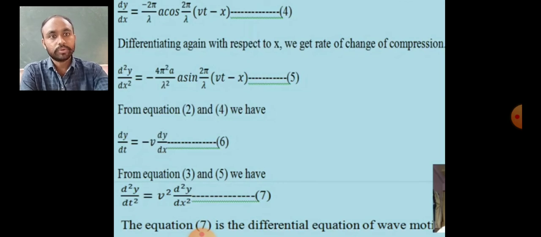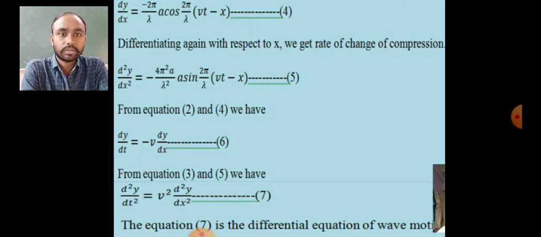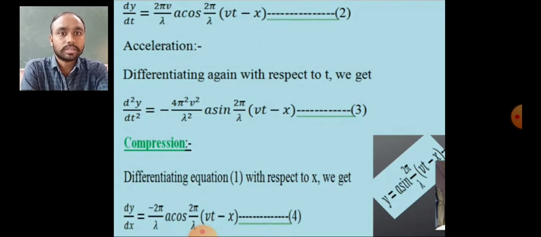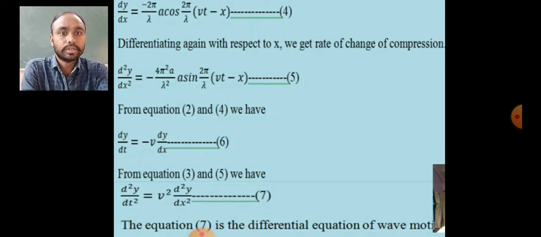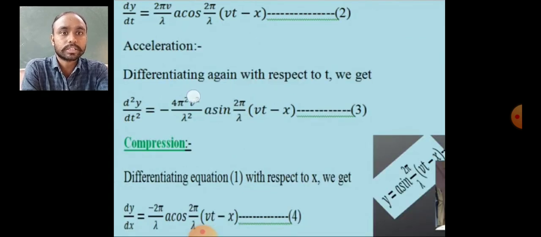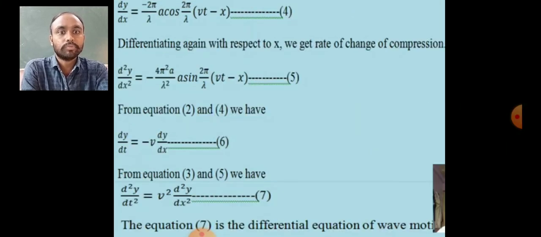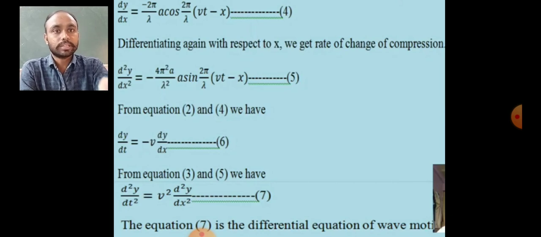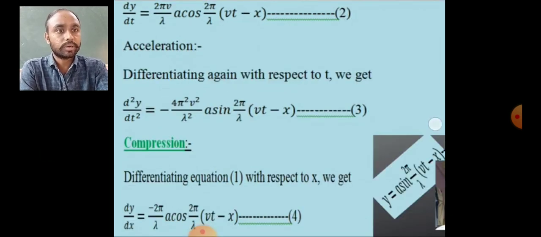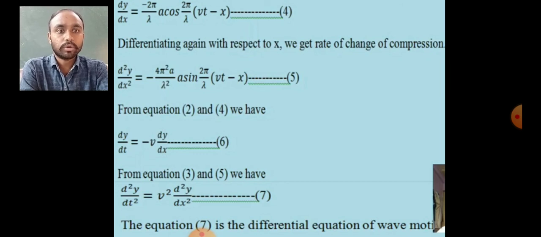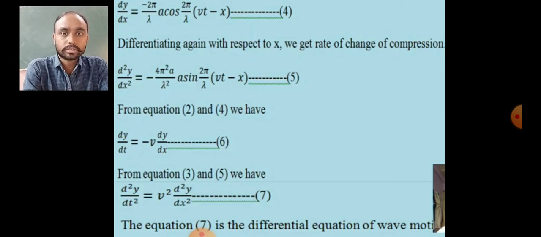Either you can say from equations 3 and 5, or in simple language, substituting equation 5 in equation 3. So, equation 5 is d2y by dx square, and equation 3 is d2y by dt square. Again here the remaining thing will be d2y by dt square except v square, so keep that v square aside, and the remaining will be d2y by dx square. Minus sign is here also and minus sign is here, that is why minus minus becomes plus. Therefore, equation 7 is d2y by dt square is equal to v square d2y by dx square.